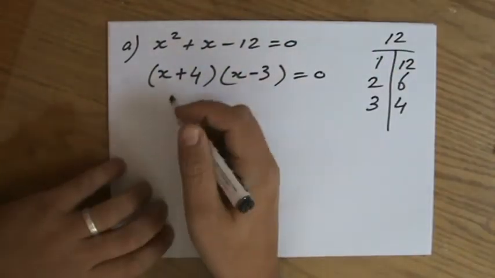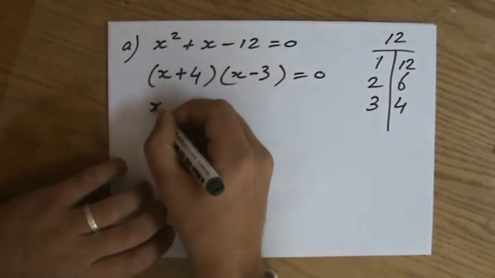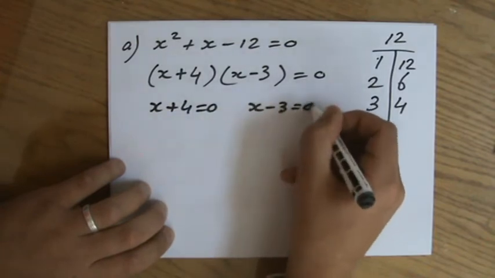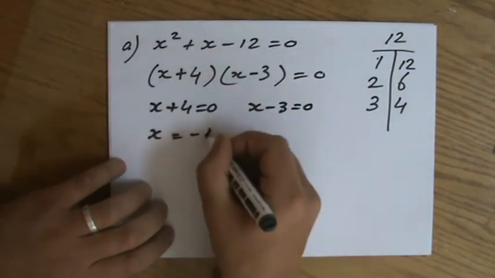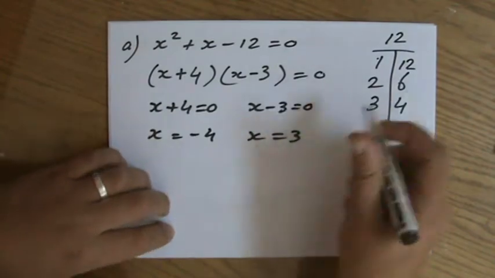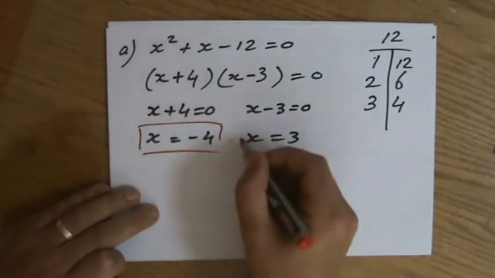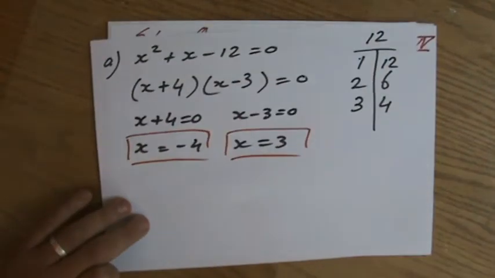Okay, so if I continue now, x plus 4 needs to be 0, or x minus 3 needs to be 0. So x is minus 4, or x is 3. Those are my 2 solutions. All right, let's put a box around that. And let's go to the next question.